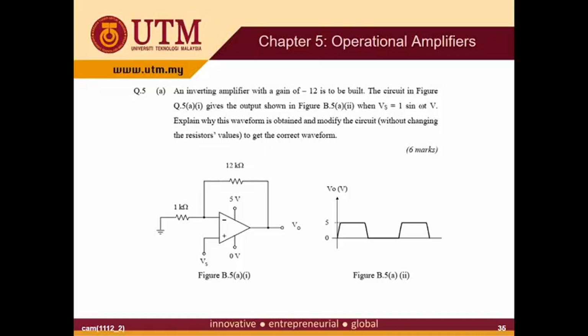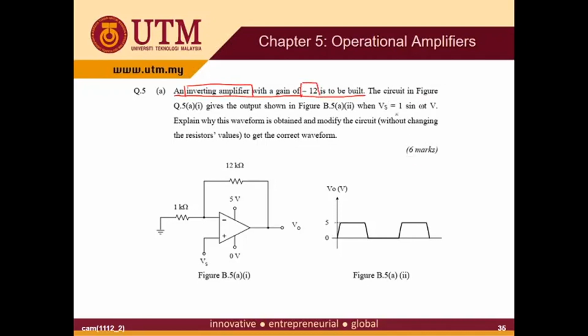Okay, we go to our next example. Okay, our next example is this short question: an inverting amplifier with a gain of -12 is to be built. So the objective of the project is to build the inverting amplifier with a gain of -12.